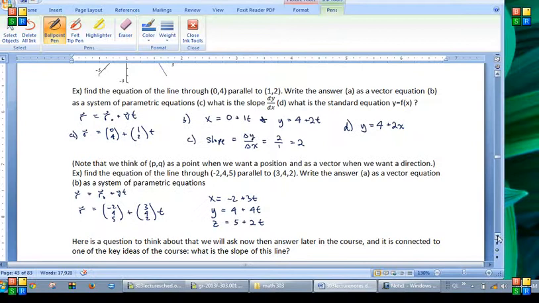Here's a question to think about that we will ask now and then answer later in the course. And it's connected to one of the key and most important ideas in this course. What is the slope of this line? What does that mean?